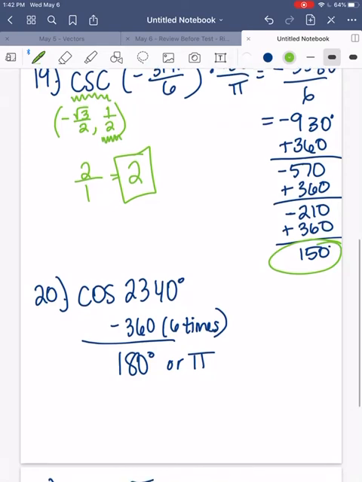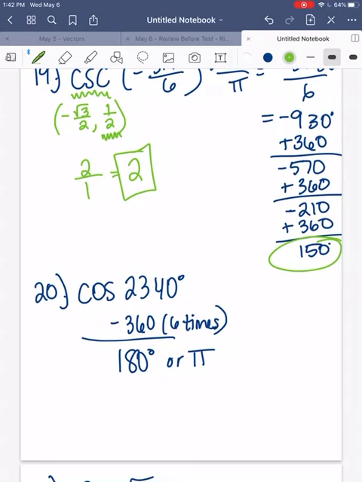And then for 20, you did this correct as well. You kept subtracting. You did it 6 times, which is great, and you got to 180. You also changed it to radians. You can do it either way. These mean the same thing. This is just in degrees, and this is in radians. So either way is fine with me.